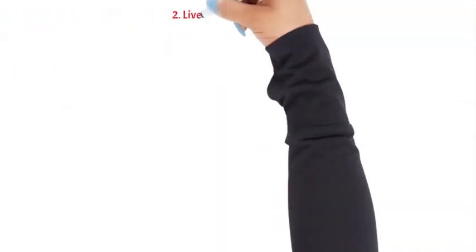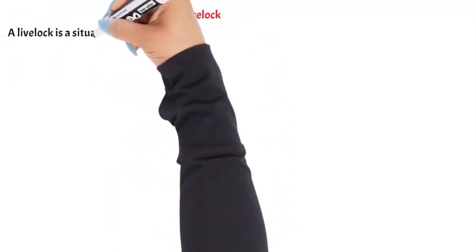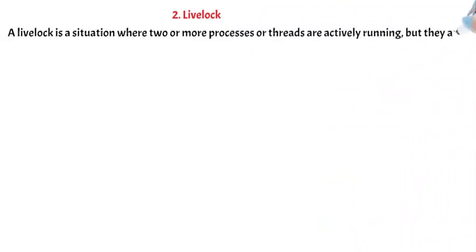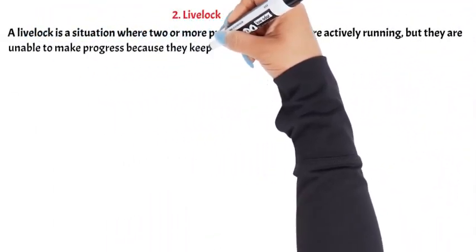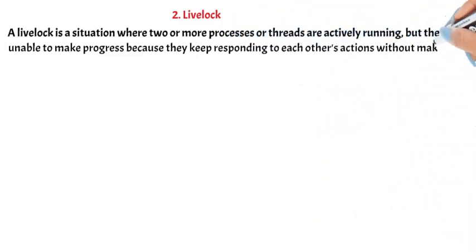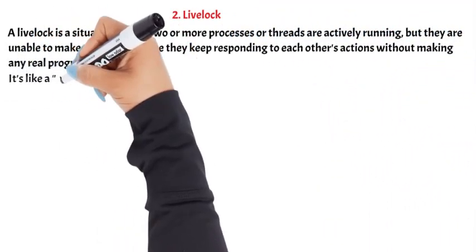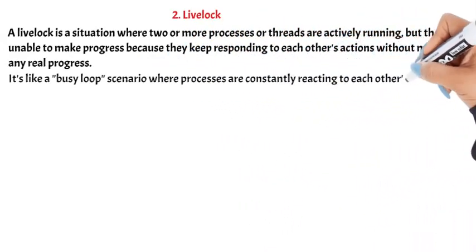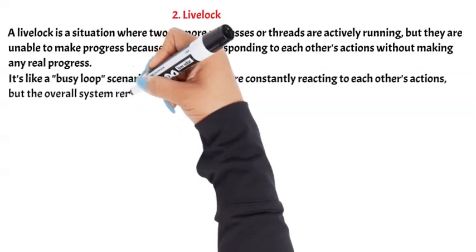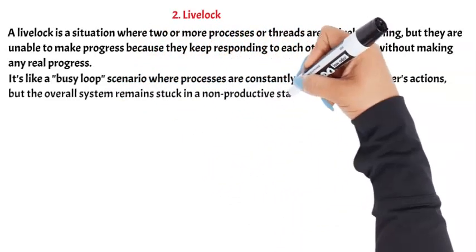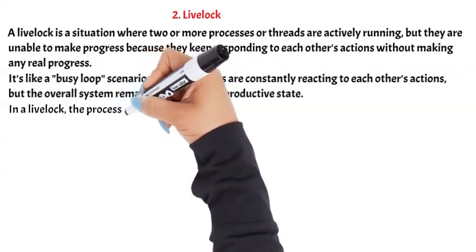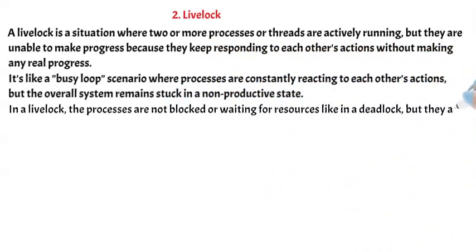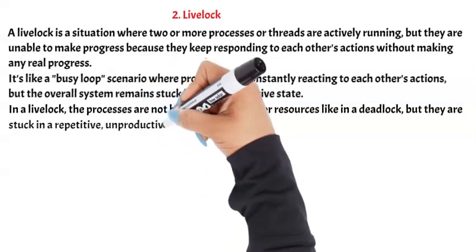2. Livelock. A livelock is a situation where two or more processes or threads are actively running, but they are unable to make progress because they keep responding to each other's actions without making any real progress. It's like a busy loop scenario where processes are constantly reacting to each other's actions, but the overall system remains stuck in a non-productive state. In a livelock, the processes are not blocked or waiting for resources like in a deadlock, but they are stuck in a repetitive, unproductive interaction.